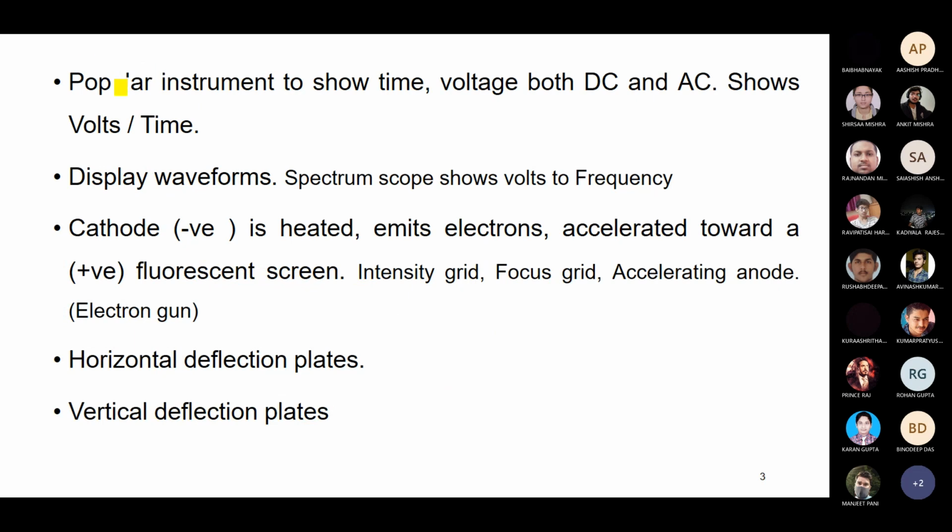Another thing is that it is a very popular instrument that can show time and voltage, both DC and AC. For each individual channel you have to select the coupling: is it DC coupled or AC coupled? Three things are there: DC, AC, and another terminal called the ground terminal, for checking where the ground of that instrument is. You select the ground terminal to find out where the ground is. Basically, you are measuring values with reference to your ground.